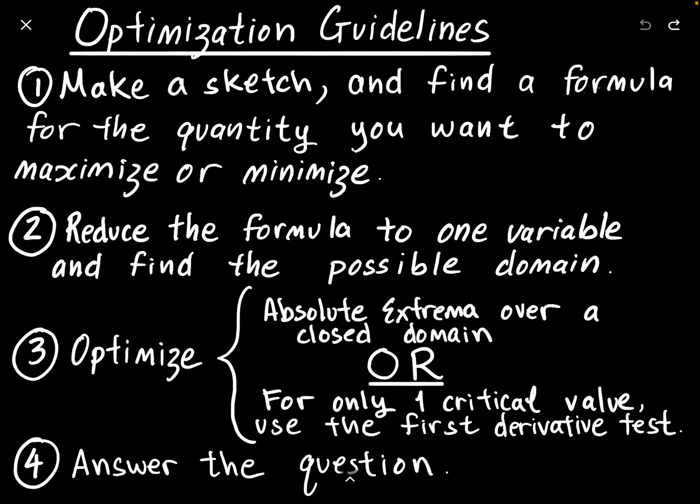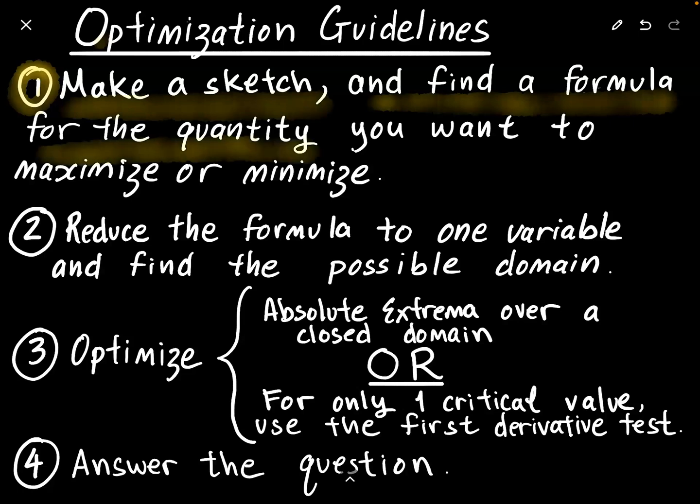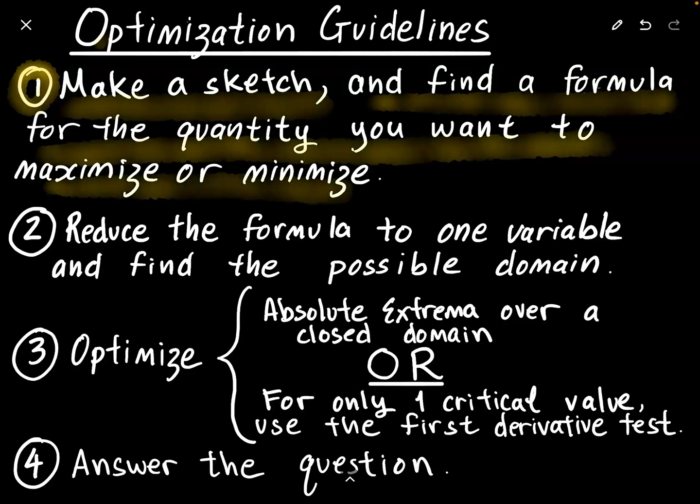We'll look at optimization problems. So here are some guidelines. Step 0 would be to read the problem, and you'll know it's an optimization word problem if you are asked to maximize or minimize a quantity. Step 1, you could make a sketch and find a formula for the quantity you want to maximize or minimize.